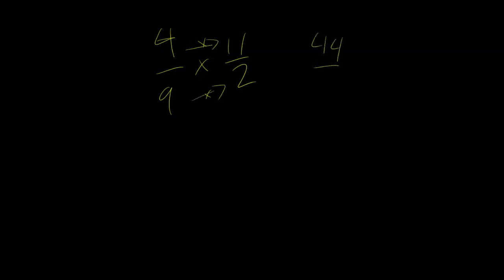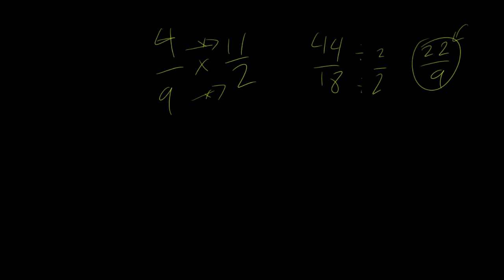Now let's get to the multiplying. Multiplying is very simple. If you have maybe 4 over 9 multiplied by 11 over 2, all we have to do is multiply top by top and bottom by bottom. That's it. That's really it. So then that would be 44 over 18. We could simplify this if we divide both sides by 2. Then we would get 22 over 9. And I do not believe we could simplify this any further. So then this would be our answer.